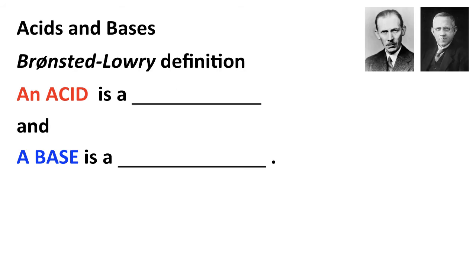Now, a more general way to look at acids and bases is using what's known as the Bronsted Lowry definition. Johannes Bronsted, a Danish chemist, and Thomas Lowry, an English chemist, in 1923 both arrived at the same way of looking at acids and bases. They did this independently. And so the Bronsted Lowry way of looking at acids and bases is that an acid is a substance that donates a proton. We call it a proton donor.